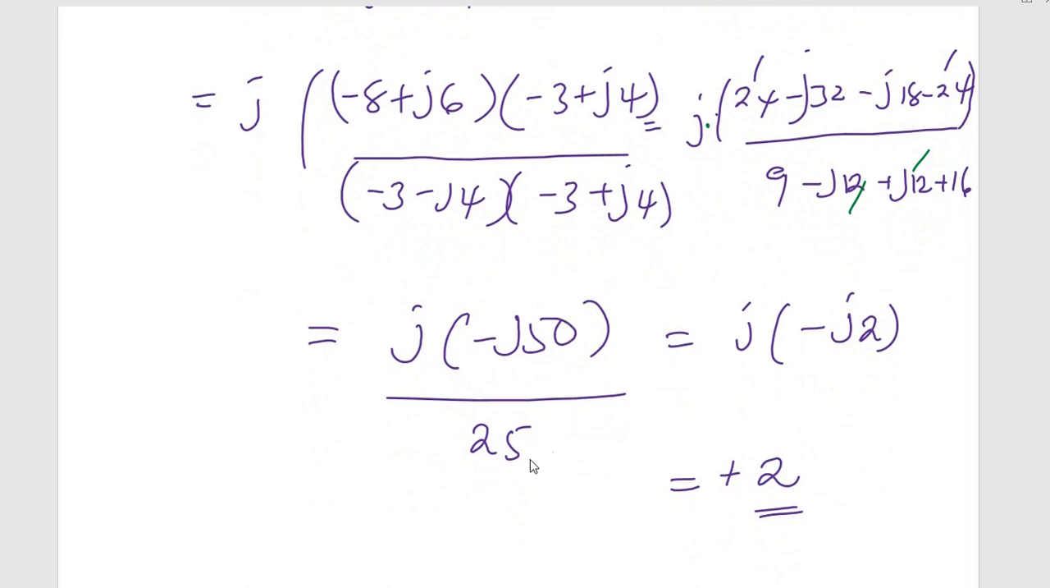and this will give you j into minus j50 divided by 25, which is the same as j times negative j times 50 divided by 25. So this gives you, first of all, negative 1 times negative 1, times 2, because 50 divided by 25 gives you 2. So that's why you have j into negative j2, and you have 2, as simple as that.